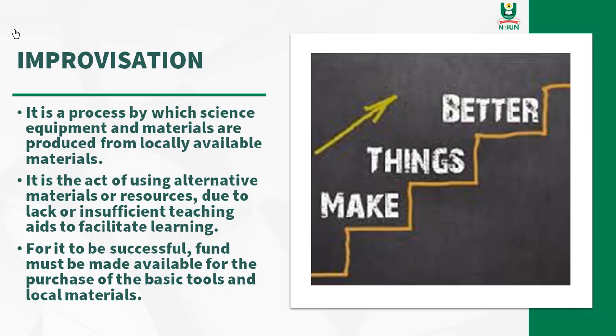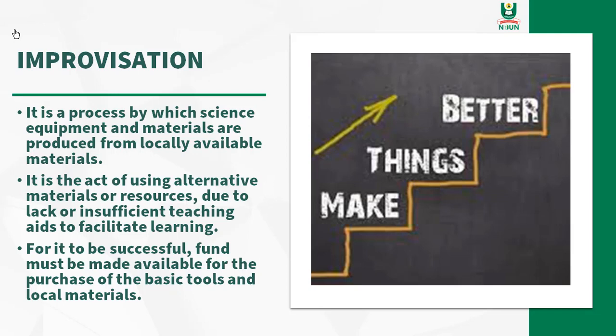Improvisation. The national policy on education emphasizes improvisation for the teaching of basic science and technology because most of these materials will be found in your environment. Improvisation is just an act of the teacher to provide alternatives to facilitate teaching when the original materials are not there, or even when the materials are there, maybe they are not enough. So that is improvisation. The teacher will now provide alternatives to teach the students.